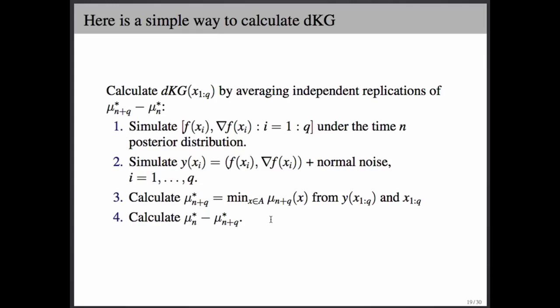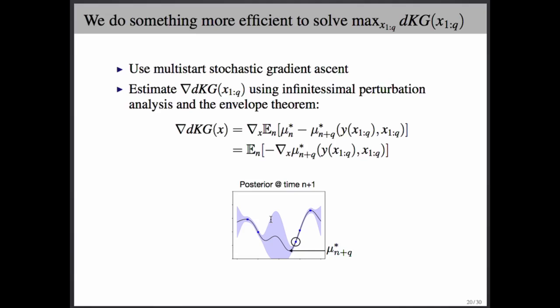We'll compute the difference between mu star n plus q and mu star of n, and that's the reduction in loss on this simulation replication. We'll average that many times. Now, while we could optimize the DKG acquisition function directly using this evaluation method coupled with a derivative-free simulation-based optimization method, instead we do something that's more sophisticated and more computationally efficient.